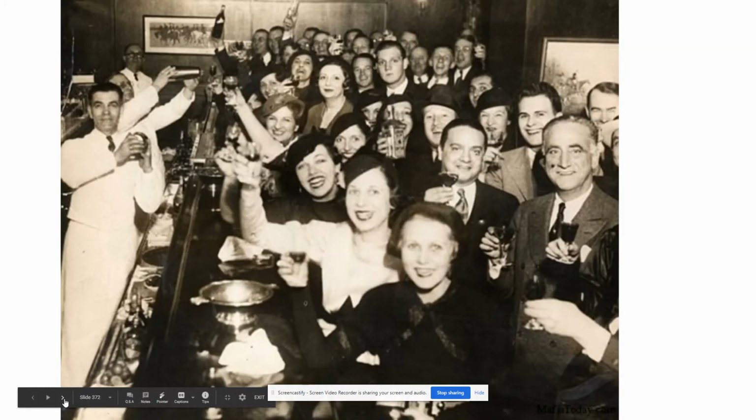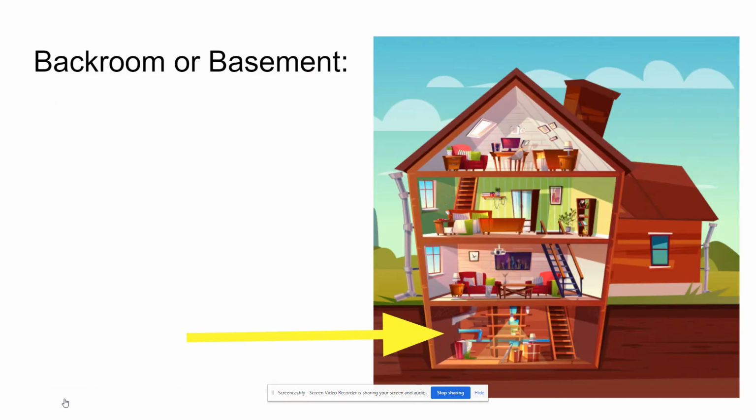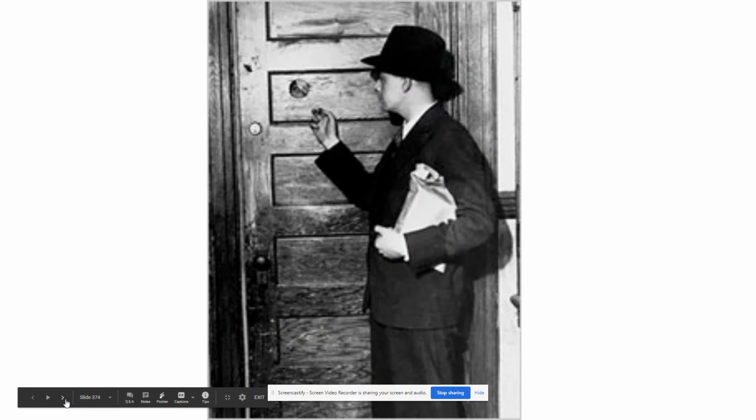Speakeasies was a fancy name for a bar. Here's a speakeasy. They seem very ashamed of breaking the law. Now, a lot of times speakeasies weren't huge. Sometimes they would just be a back room or something in your basement where you would invite people to drink. A lot of times it was like this. They'd open up the little hatch and see if you were legit or not.